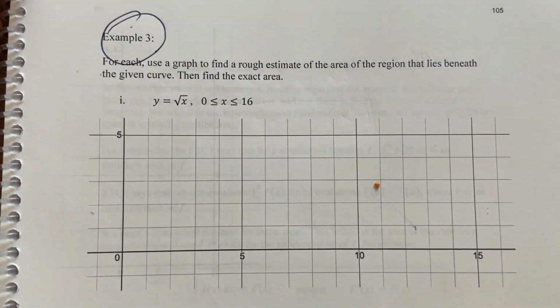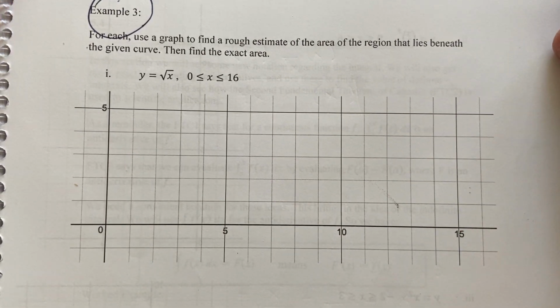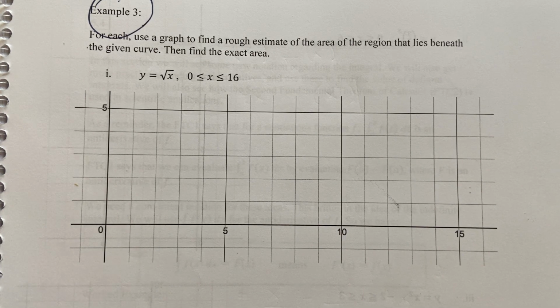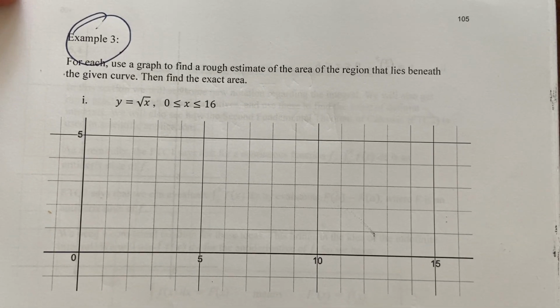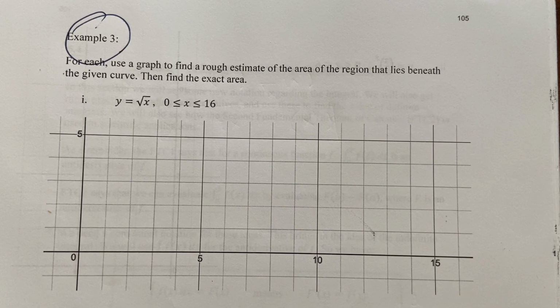All right, moving on to page 105. Here's one where we're going to graph a bit, and then it looks like estimate the area, and then find the exact area. So it says for each, use a graph to find a rough estimate of the area of the region that lies beneath the given curve, then find the exact area.